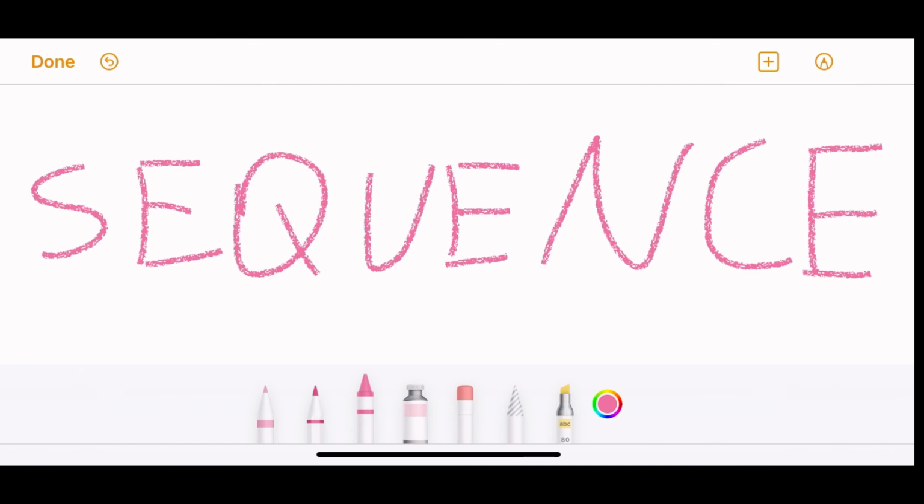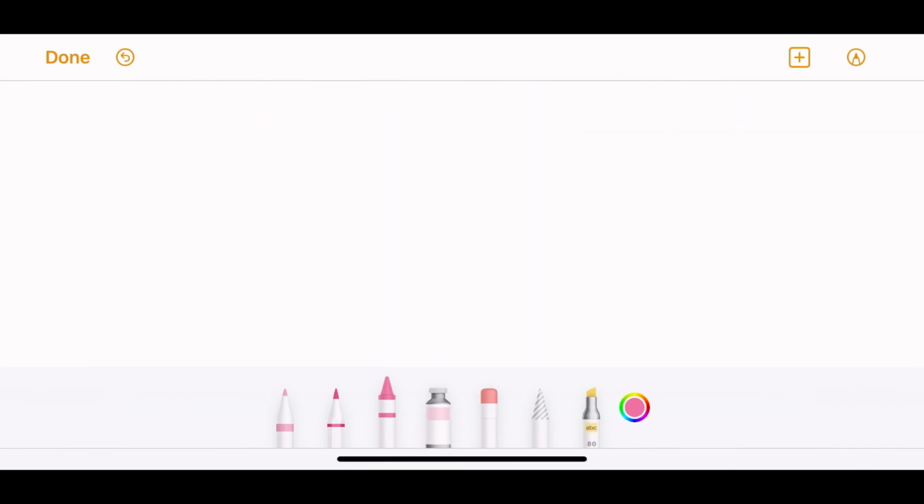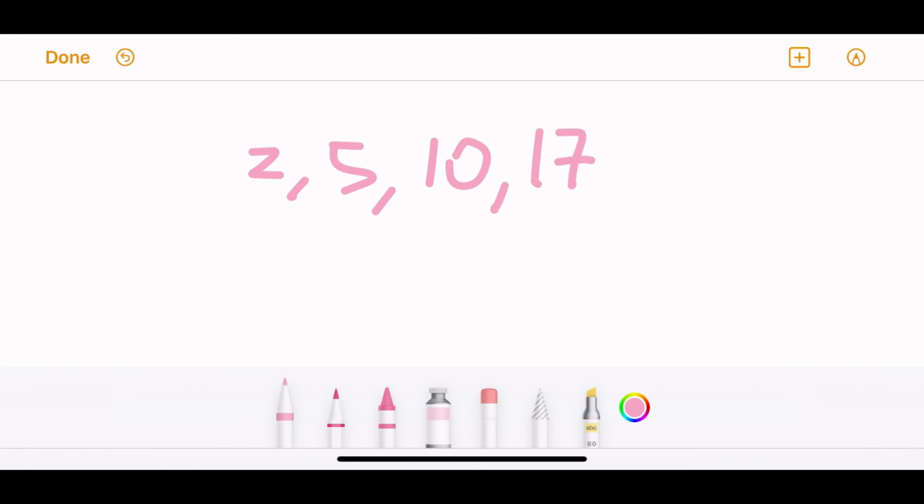Alright guys, and now we will look at a new chapter called sequence. So to start off with, we're gonna look at a nice and easy example. Finding the difference between different terms of the sequence, so we can find the next few terms of the same sequence. Let's go straight into an example. Let's say we have 2, 5, 10, 17. And then it asks you to find the next term, the fifth term.